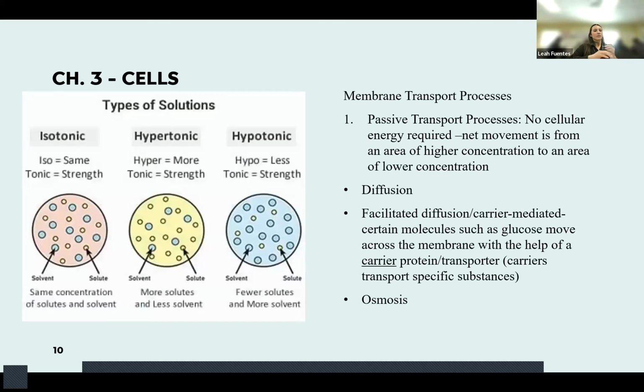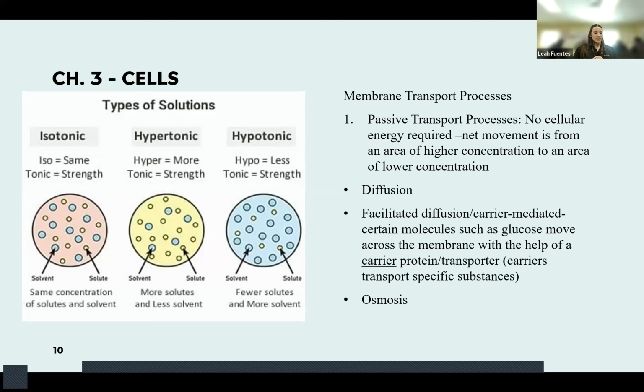And then this is an image in your book, and I want to say they use blood as an example, but this is one I just found on the internet. These are the types of solutions. So we have iso, hyper, and hypo. Those are the three prefixes you're going to want to remember. And then tonic, those all just mean strength. You don't have to know them in depth, but you should be familiar with them because they may come up in a question.